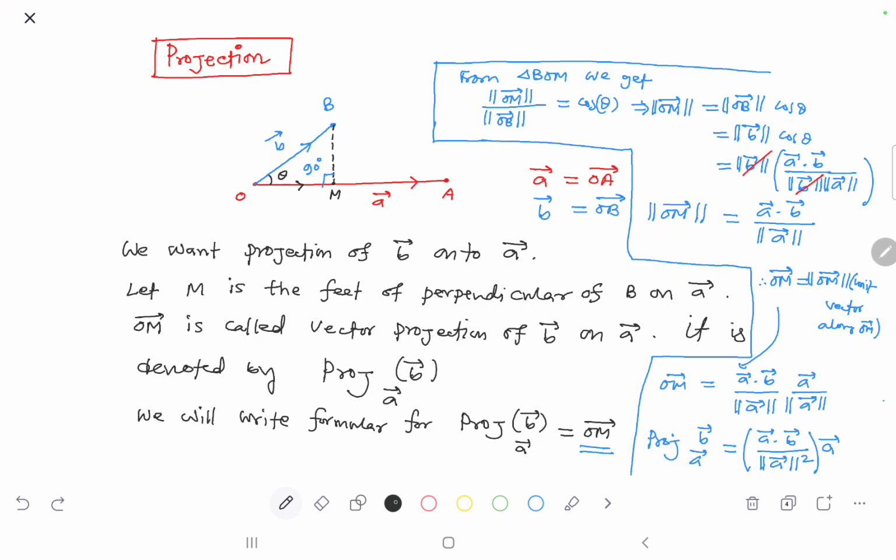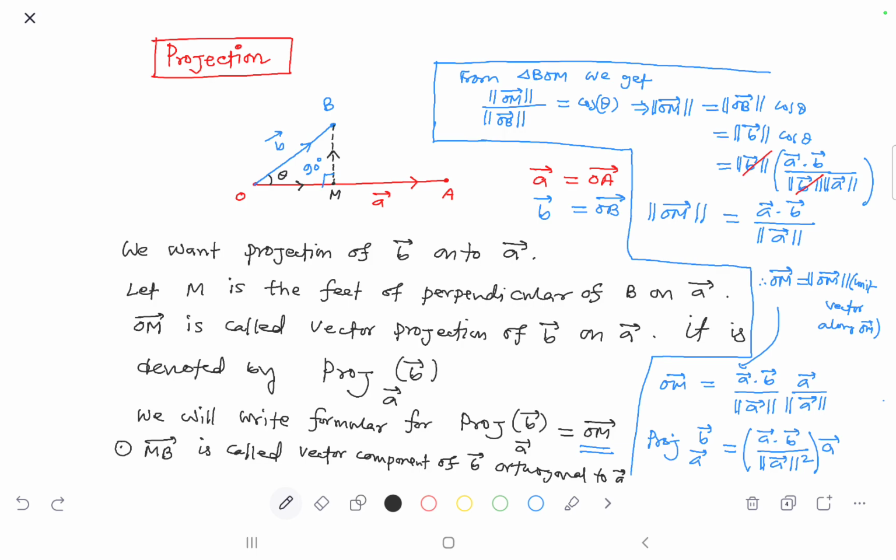And this is called MB. I forgot to write here. The MB vector is sometimes called the vector component of the B vector. So this is called the vector component of the B vector orthogonal to the A vector, because this is the component of the B vector that is orthogonal to the A vector. Got it?